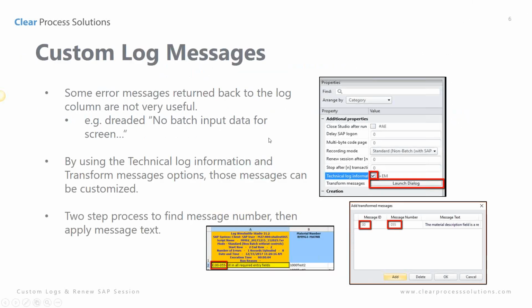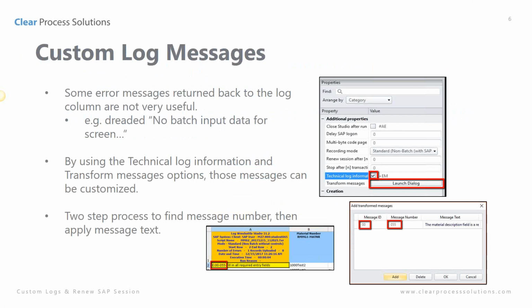So starting out, custom log messages. Sometimes you're going to get an error back from SAP or some sort of message back from SAP, and it's not going to be very helpful. Most Winshuttle users are very familiar with the no batch input data message that tells you Winshuttle encountered a screen and it doesn't know what to do with it because it wasn't encountered during your recording. And it doesn't really tell you what failed or how it failed. So then you have to use the debug mode to figure out what failed.